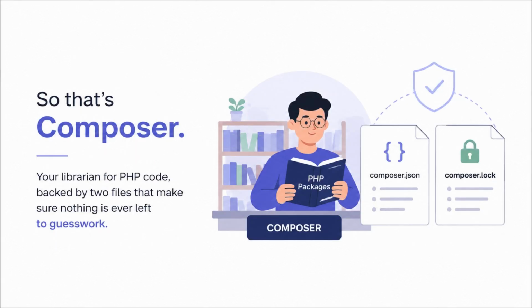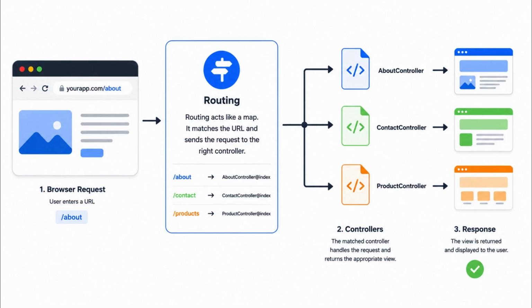So that's Composer, your librarian for PHP code, backed by two files that make sure nothing is ever left to guesswork. But installing Laravel is just step one. Once your project is running, how does it actually know what to show a visitor when they open a web page? That comes down to routing. In the next video, we're breaking down how routing works in Laravel and how it connects a URL to the code that responds to it.